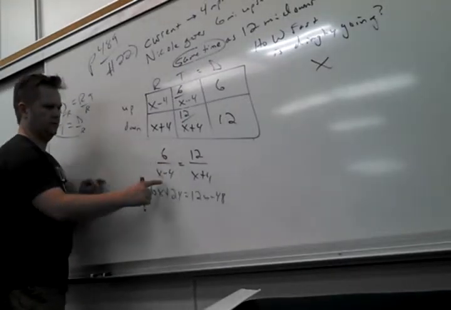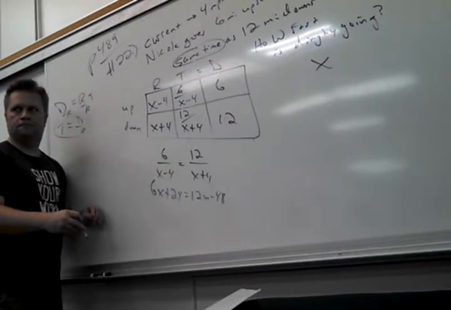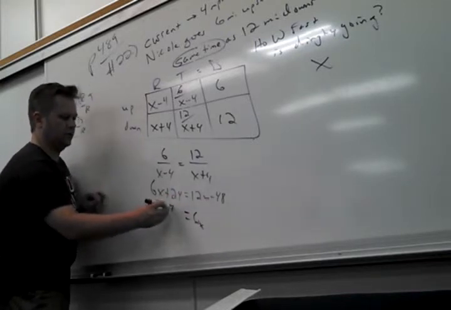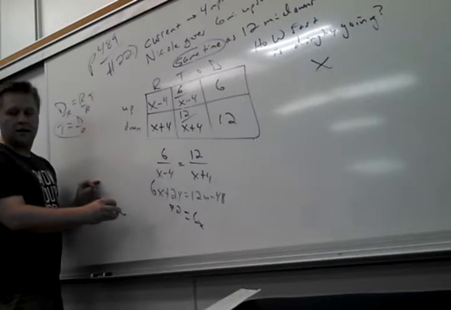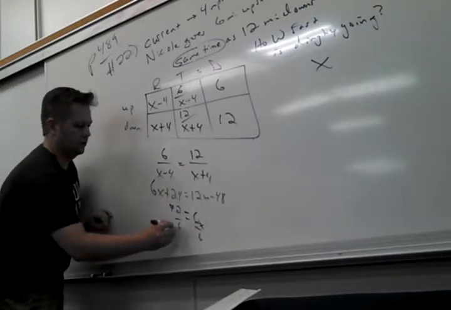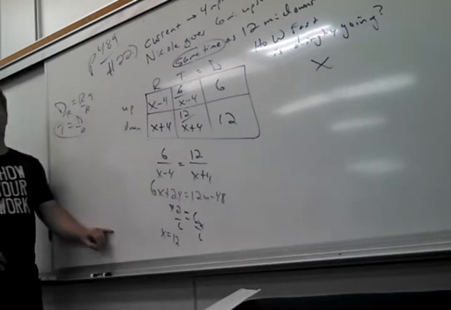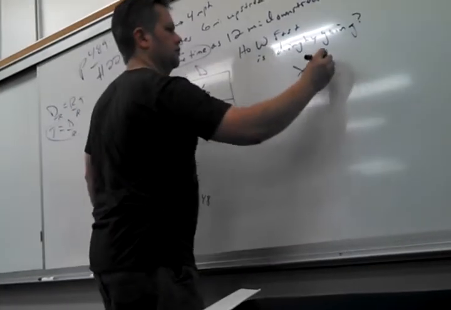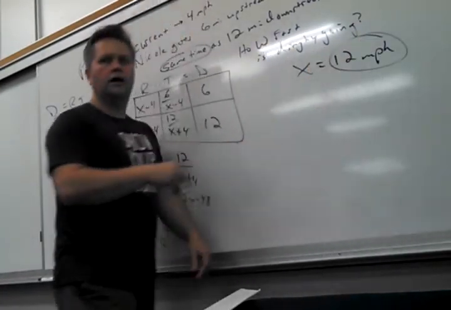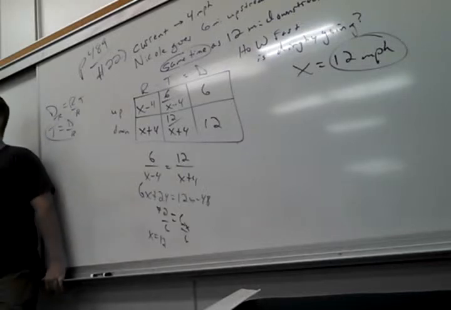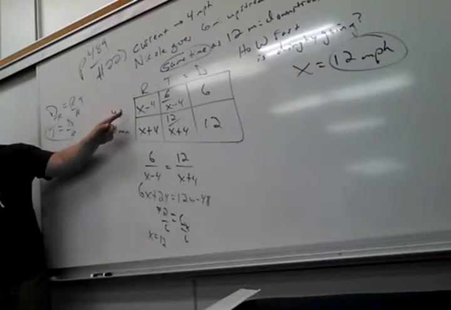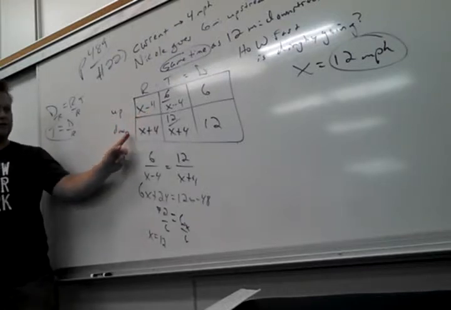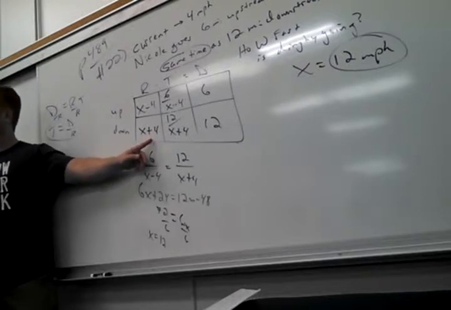Multiply 6 times this, bam. 12 times that, bam. Subtract 6x. Add 48. Divide by 6. X is 12. So what does that mean? The dinghy's going 12 miles per hour. I love it. That's all I want to know, right, is how fast is the dinghy itself going. Now, upstream she's going 12 minus 4, 8 miles an hour, right? And downstream she's going 16. Sweet.